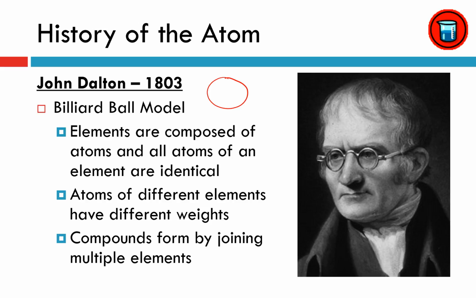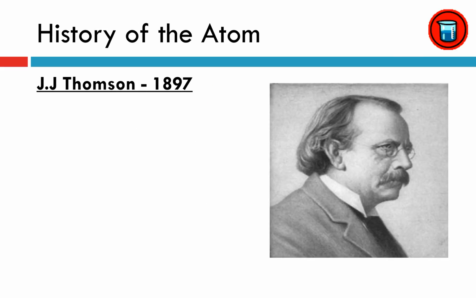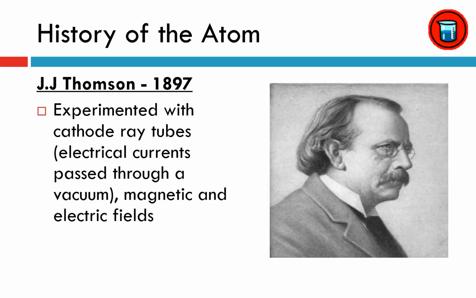There's not a whole lot of information about the structure, but again, you have to remember this is the early 1800s. They have very limited technology, especially compared to what we have today. Fast forward about 100 years and you get to J.J. Thomson. J.J. Thomson is a British physicist who is working with cathode ray tubes.